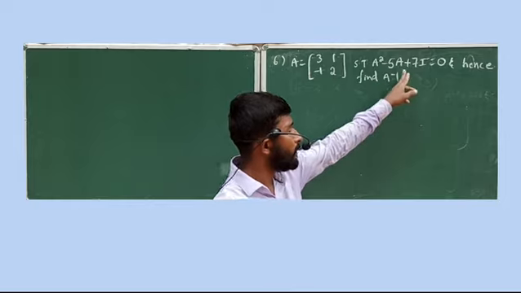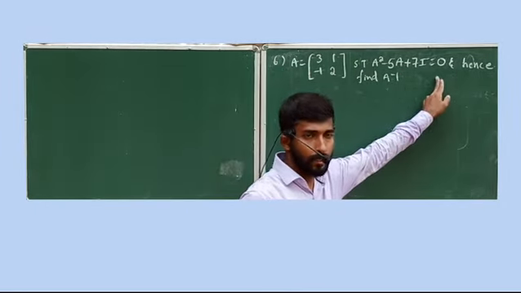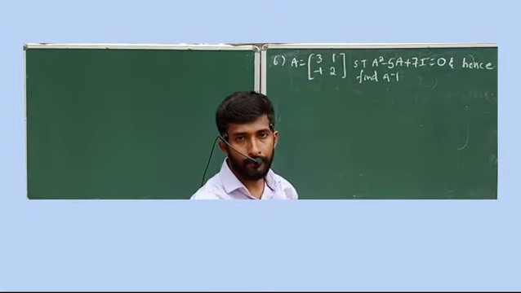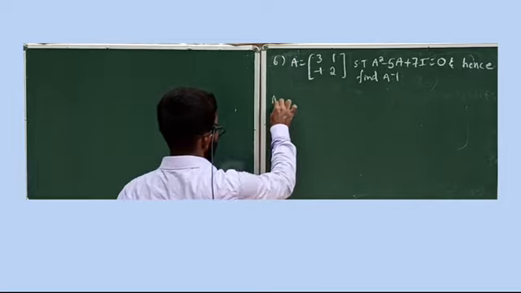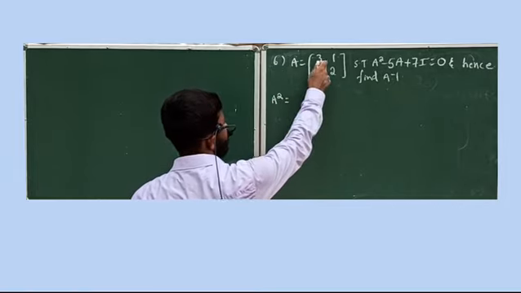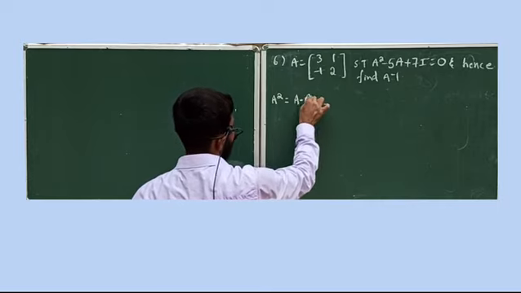Okay, here it is clearly mentioned, right? First you need to show it's equal to 0, and using this equation you need to find A inverse. For the first part you need to calculate A square. A square is not squaring these numbers. A square is obtained by multiplying A into A.